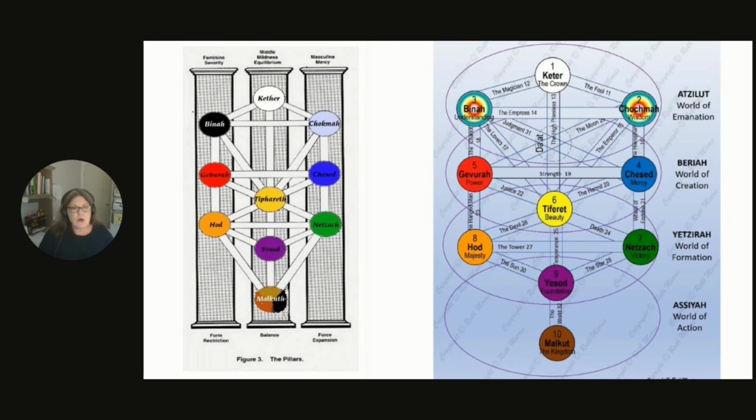But for now, notice the 3 pillars. So the pillar on the right that has sitting on it Chokmah, Chesed, Netzach, that's called the pillar of mercy. Pillars hold things up. They hold a structure up. And there's many different programs on each of these pillars. If you remove the pillars, you're going to cause the crumbling of the whole Kabbalah tree, which is the purpose of deprogramming.